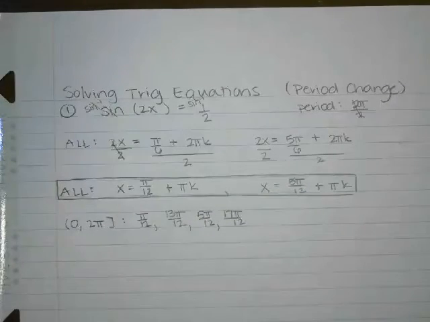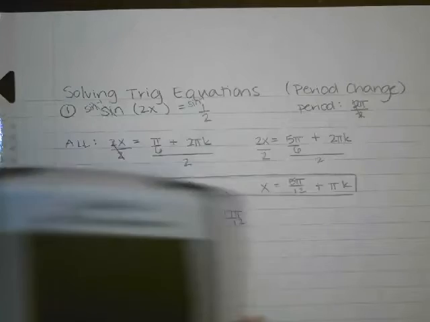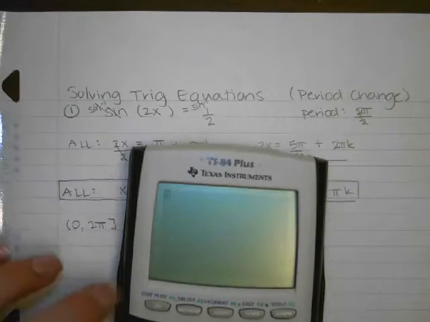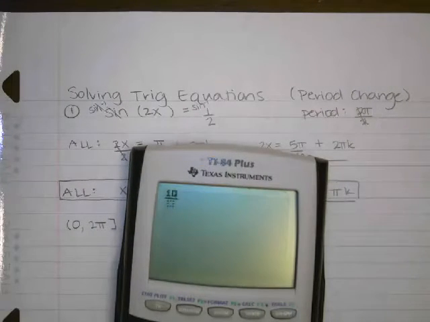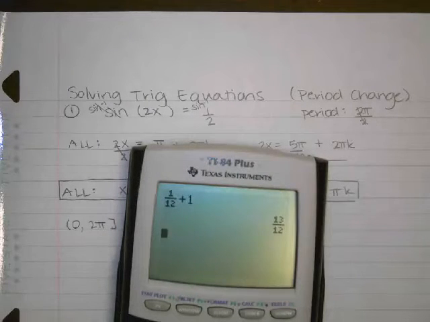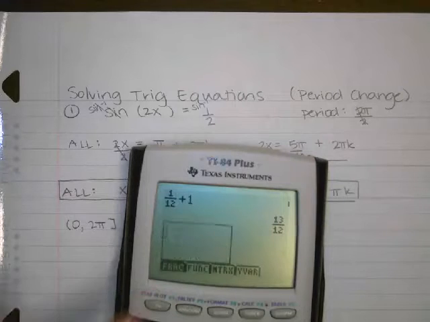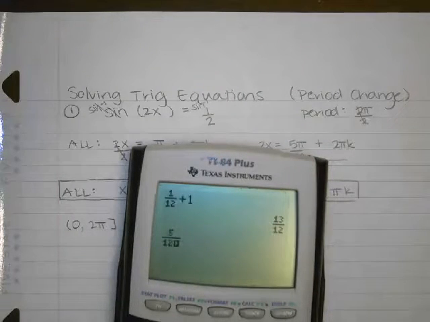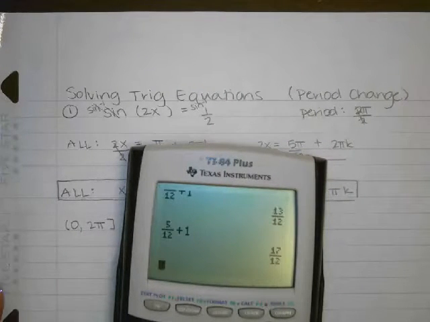So that one was pretty easy to do in my head, but if you wanted to do it on a calculator, you could do 1/12 plus 1, 13/12, and then you could do 5/12 plus 1 and get 17/12.